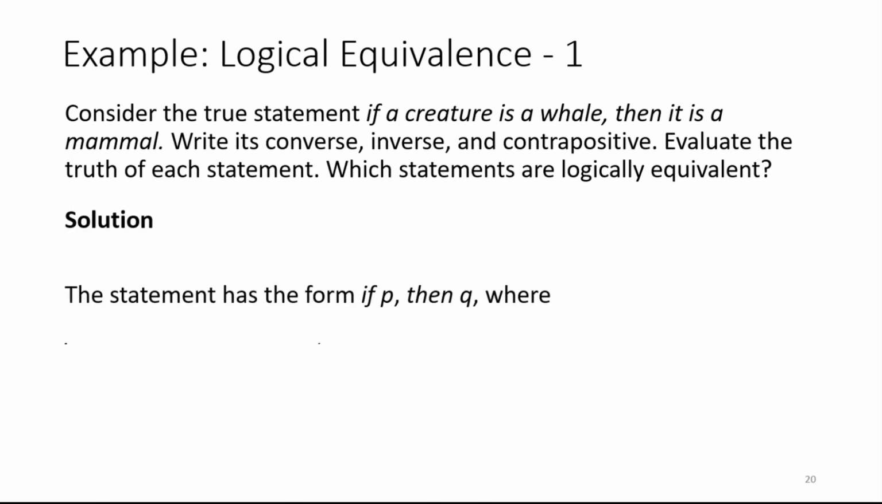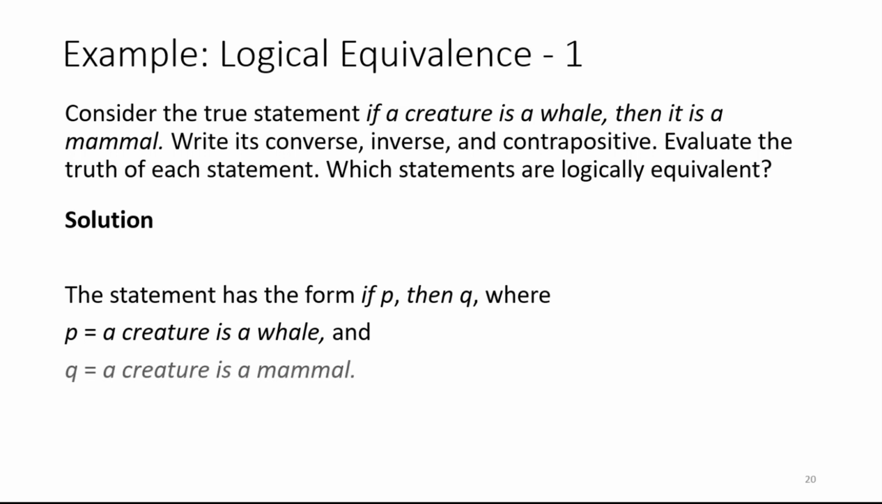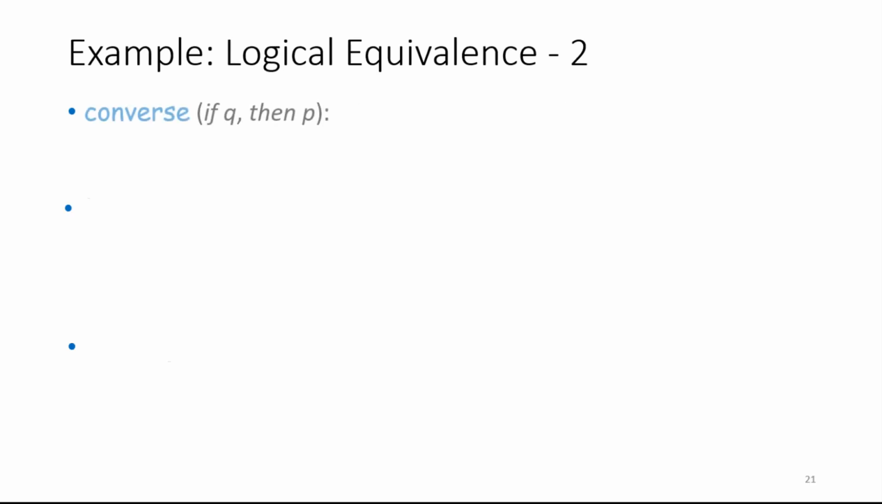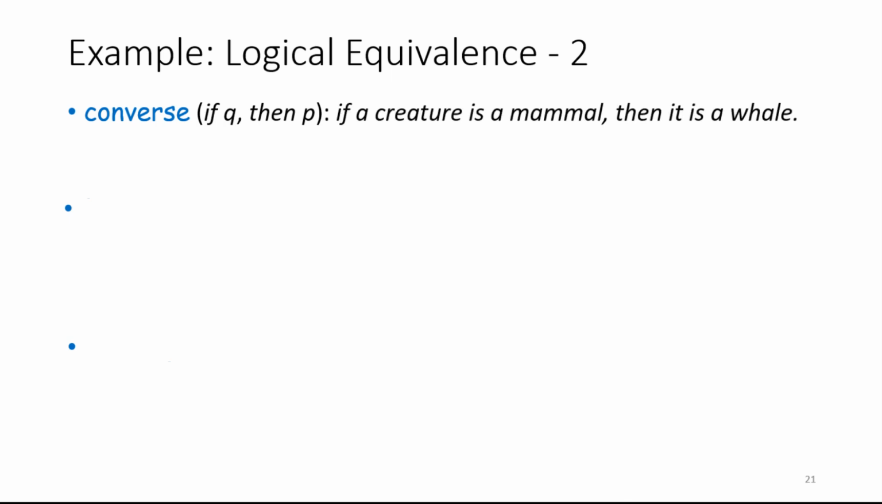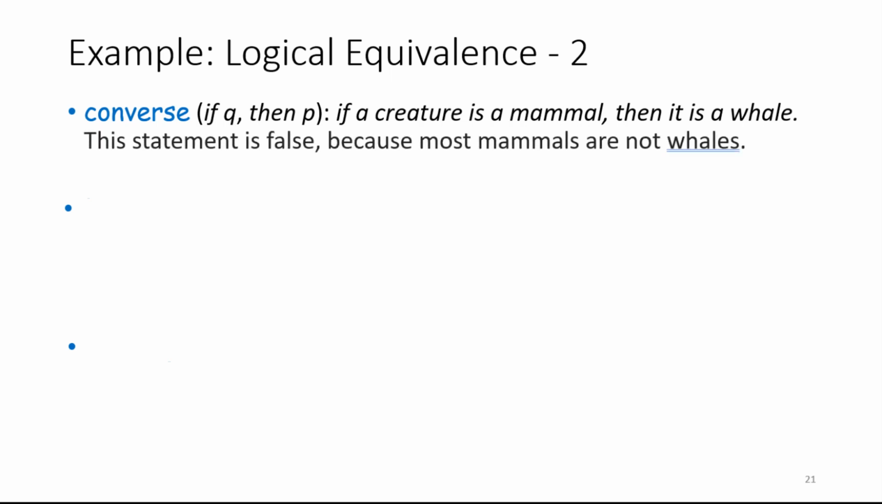The statement has the form if P then Q, and we'll say that's where P equals a creature is a whale, that's the proposition, and Q will be the statement a creature is a mammal. The converse is if Q then P. So rewritten, it'll be if a creature is a mammal, then it is a whale. This statement is false because most mammals are not whales.